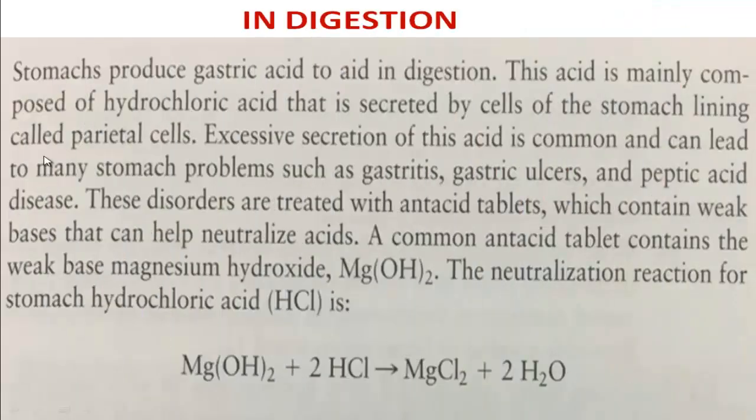Now follow the detail. The stomach produces gastric acid to aid in digestion. This acid is mainly composed of hydrochloric acid. So from here you can get information about how hydrochloric acid is generated and why acidic problem occurs. And for this, a common antacid tablet contains the weak base magnesium hydroxide and also aluminum hydroxide, and the neutralization reaction will be what? This magnesium hydroxide reacts with hydrochloric acid, producing magnesium chloride and water.